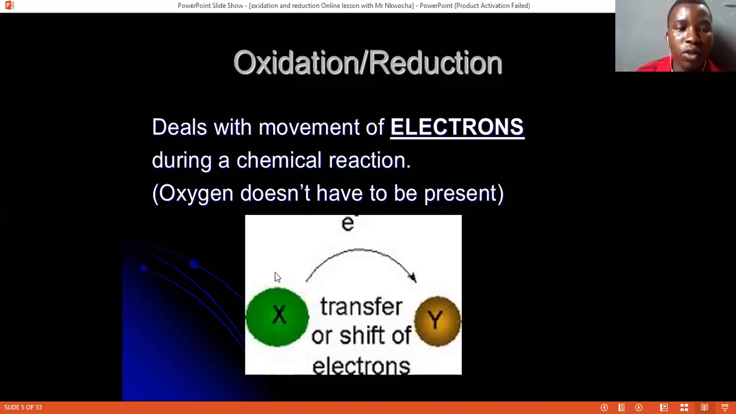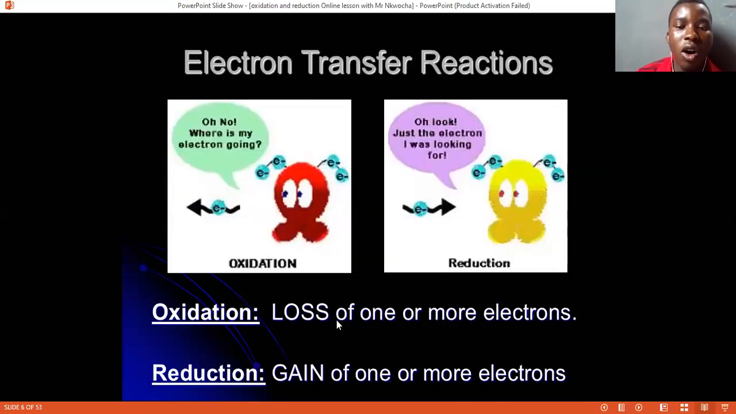Oxidation and reduction involve transfer of electrons during a chemical reaction. Here, oxidation involves the loss of one or more electrons. So that's oxidation, while reduction involves the gain of one or more electrons. You cannot lose electrons without somebody gaining electrons.